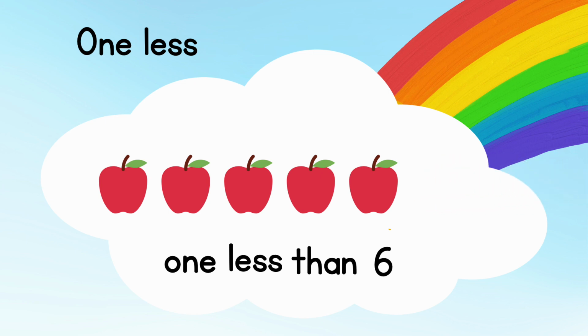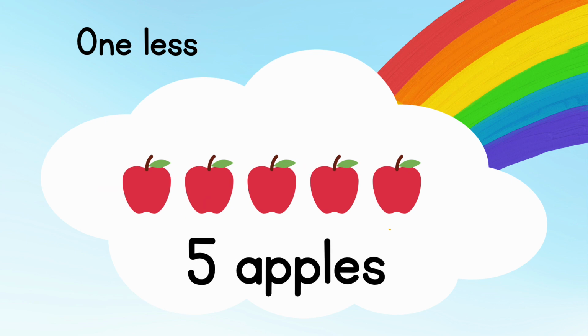So 1 less than 6 is 5. 5 apples. Let's check. 1, 2, 3, 4, 5. 5 apples. 1 less than 6 is 5.